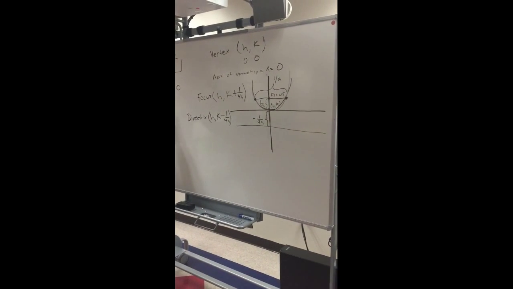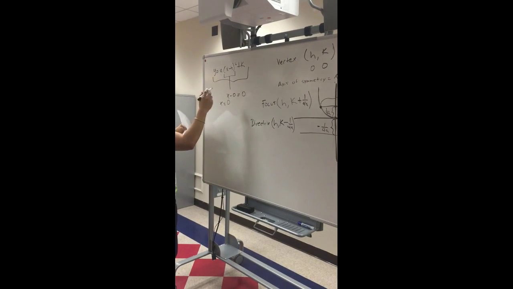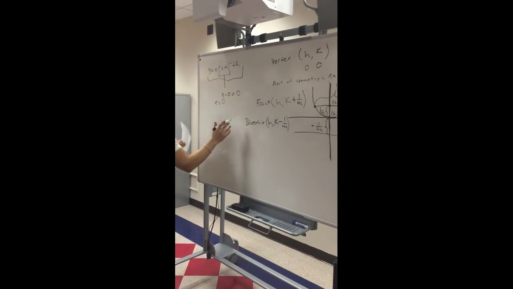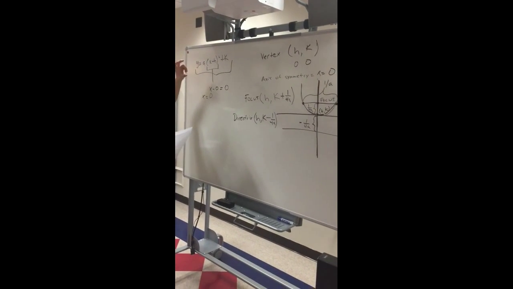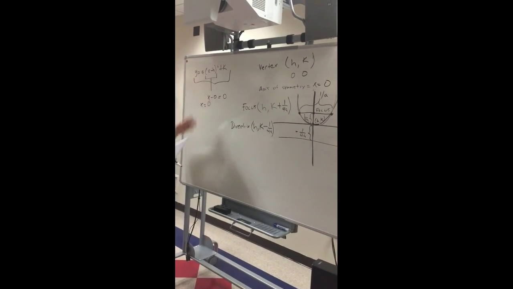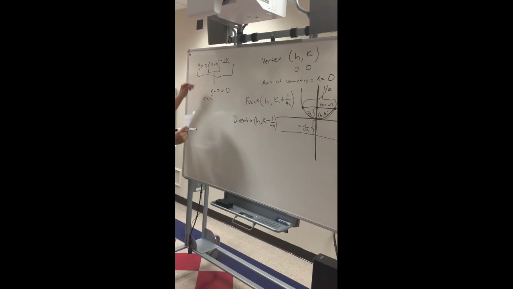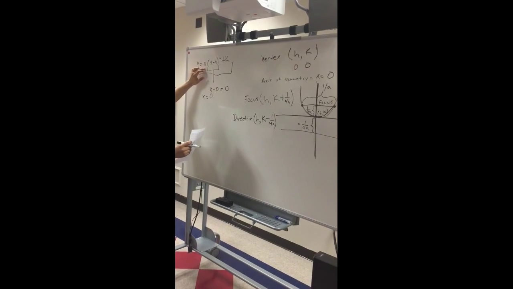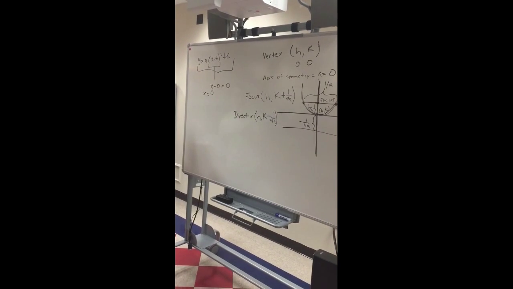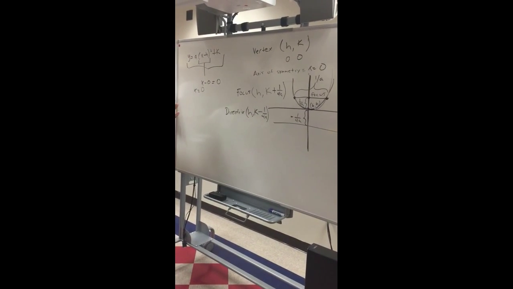And something else. When this is negative, it goes up or down or left or right. But when the variable is a big one like 100, then the parabola is going to be very, very narrow. And if it's a very small variable, such as 0.25, then the parabola is going to be more open.